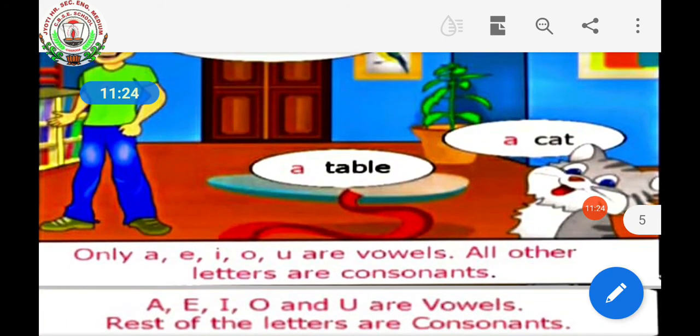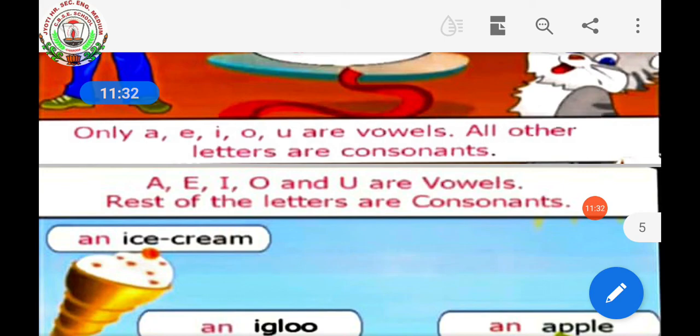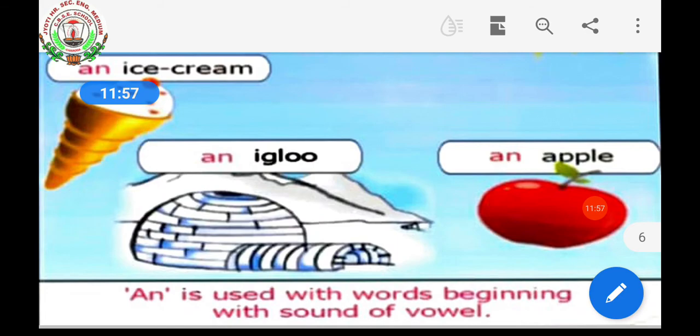Only A, E, I, O, U are vowels. All other letters are consonants. Yes, we already know. A, E, I, O, U are vowels and the rest of the letters are consonants. Okay, now see here: an ice cream, an igloo, an apple. In ice cream, I is a vowel letter and the sound is also a vowel. An igloo, an apple. So that is why we put an here, because a vowel sound is coming and the vowel letter is already there.